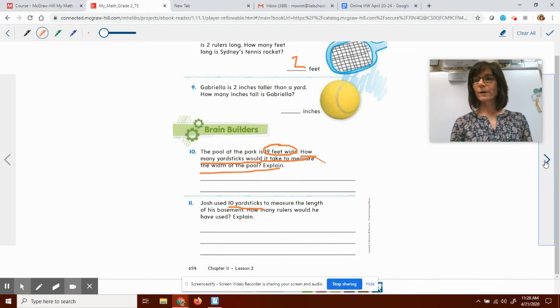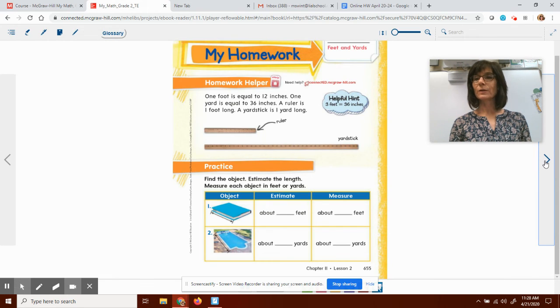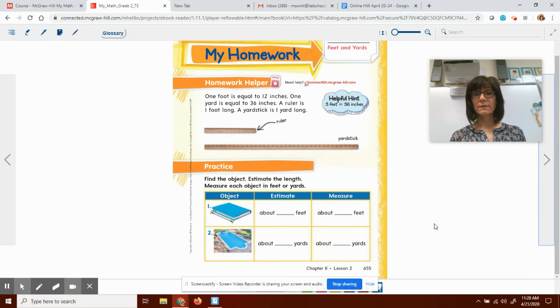On your homework, let's take a look. Your homework will be 655 and 666. And it looks like here we're just doing an estimate of a book. And the second item is a swimming pool, which I'm sure every one of us has a swimming pool. Hopefully some of you do, but I'm sorry, Mrs. Wynn does not. So instead of a swimming pool, they just were looking for a large object.